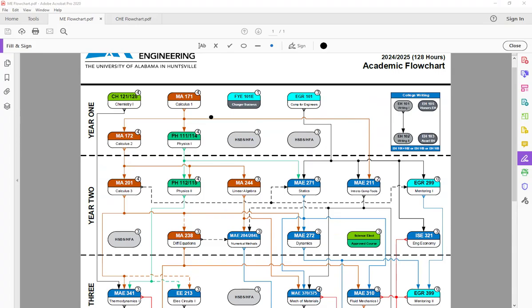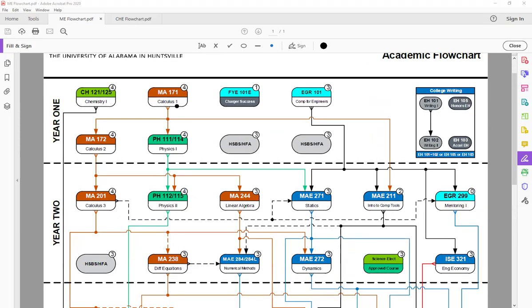On each bubble, you can see the course name, the course code, and up here in the corner, you can see the credit hours for each course. So you'll notice that Calculus 1 here is MA 171, and it's 4 credit hours.